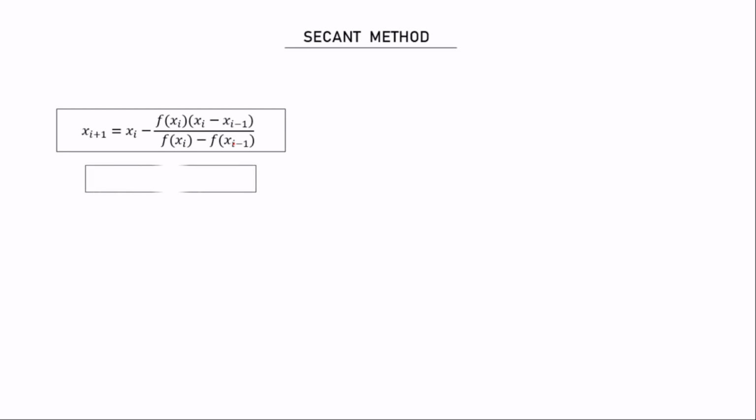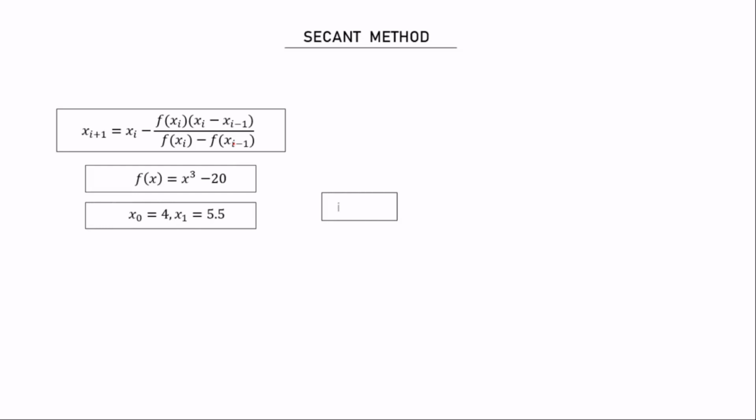Now, let's take a question to break it down. This is a question given to us to find x when i is equal to 2. The function given to us is x cubed minus 20, and they gave us x0 to be 4 and x1 to be 5.5.